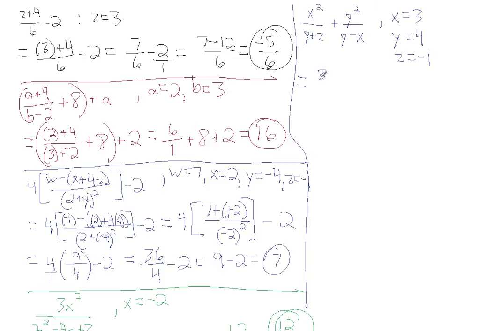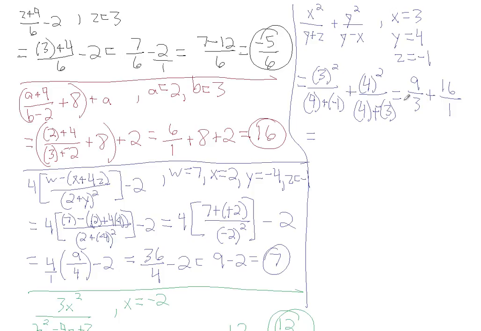x squared, x is 3, so we have 3 squared. y is 4, plus z is a minus 1, plus y squared, y is 4, so 4 squared, over y is 4 minus x, which is 3. Okay, so now we can deal with the numerators and the denominators separately. We have exponents up here. 3 squared is 9. 4 plus a minus 1 is 3. Plus 4 squared is 16. 4 minus 3, or 4 plus a negative 3, is 1.